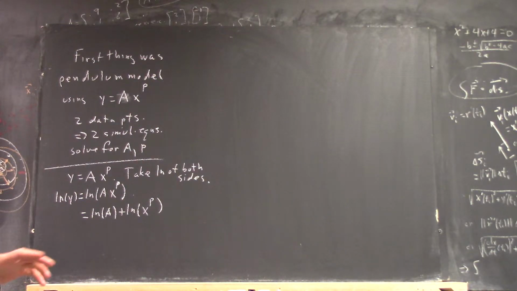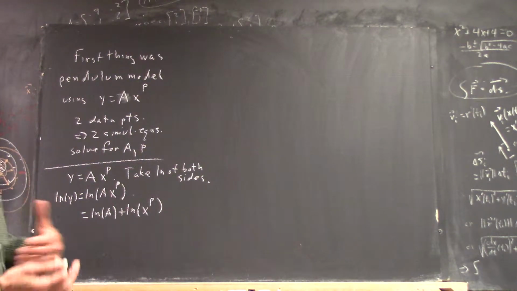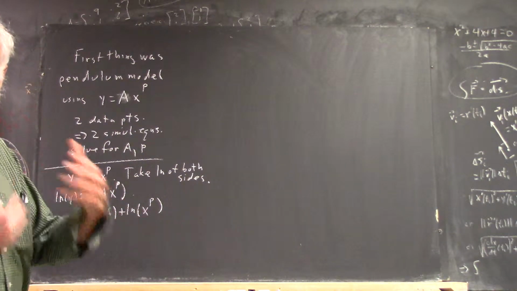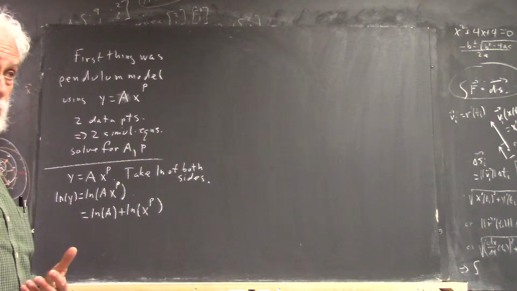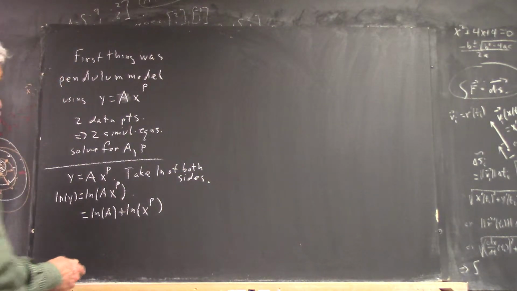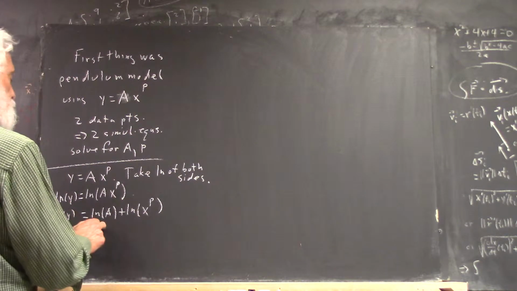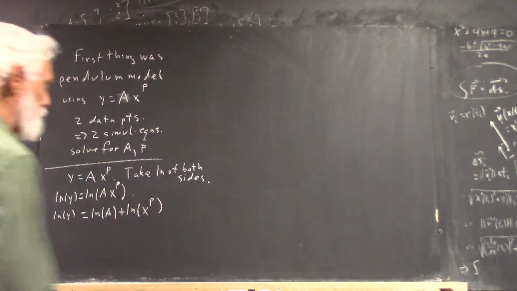It's just the inverse of one of the rules of logarithms. And you got to know those rules of exponents. You got to know the rules of exponents. You got to know the rules for logarithms. That's all there is to it. Okay? Because you're going to have to use them. Okay, so the natural log of y equals the natural log of a plus the natural log of x to the p.